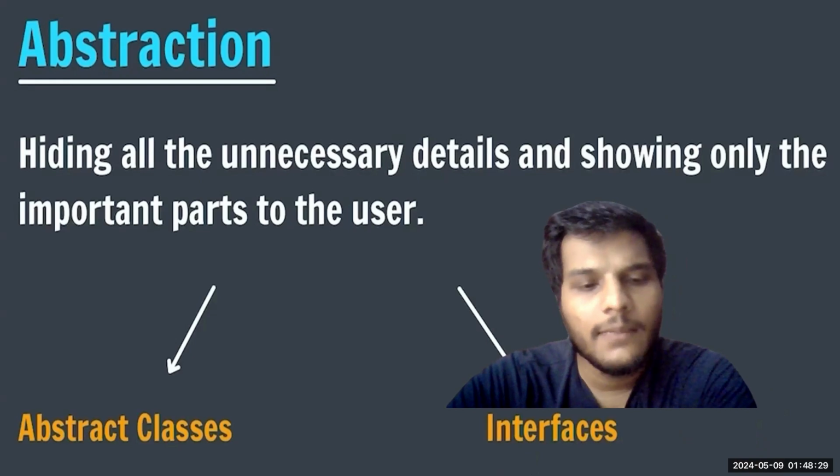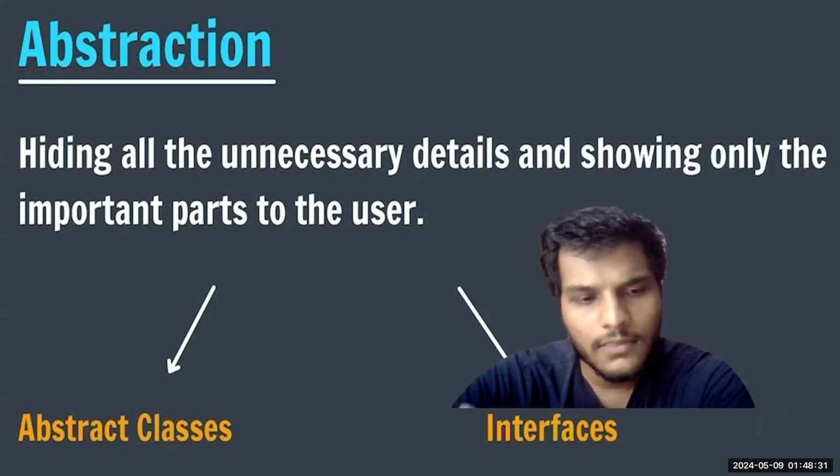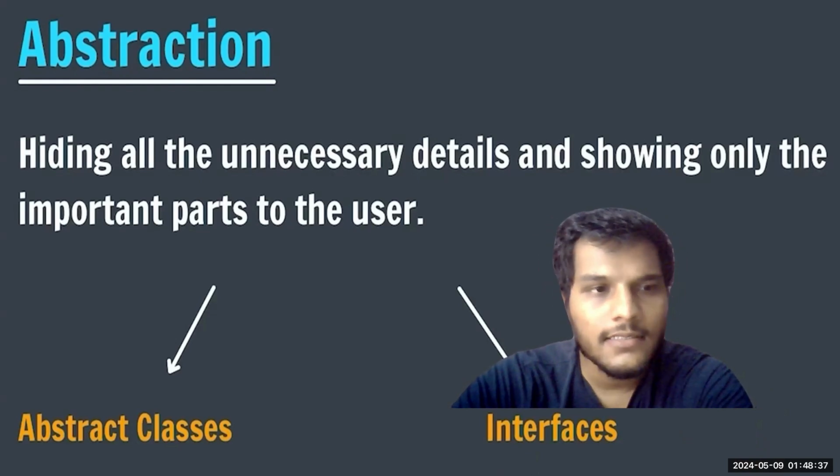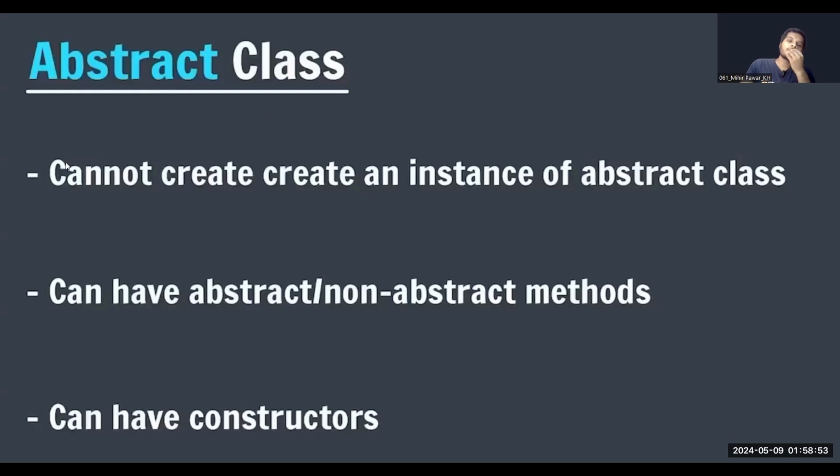So we can implement abstraction using abstract classes and also by interfaces. Now we will see abstract classes in detail, and the properties of an abstract class. To make an abstract class, we just have to create a class and add the keyword abstract in front of it. By adding the keyword abstract in front of our class, we can make an abstract class.